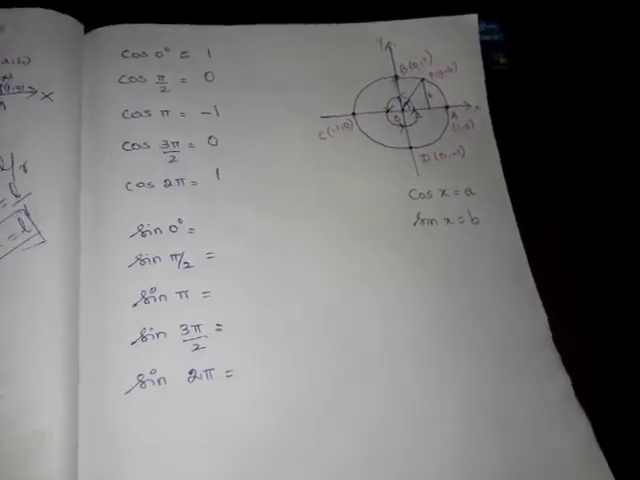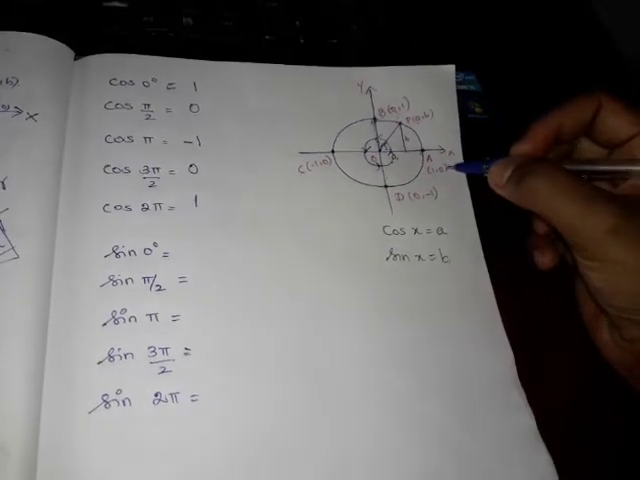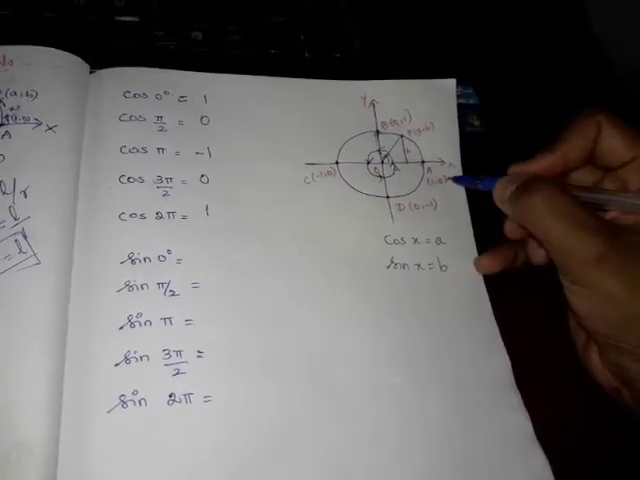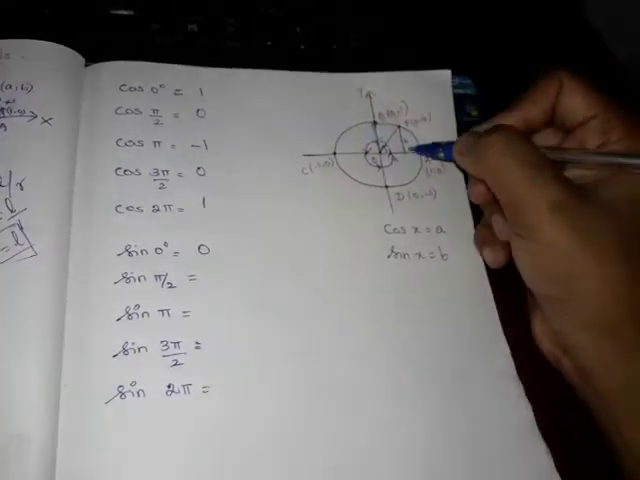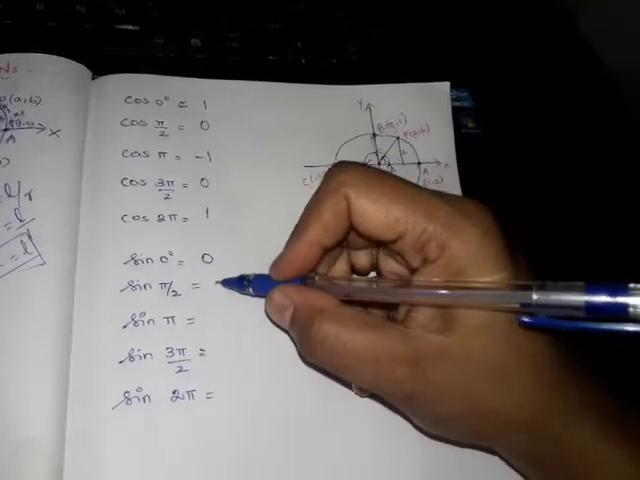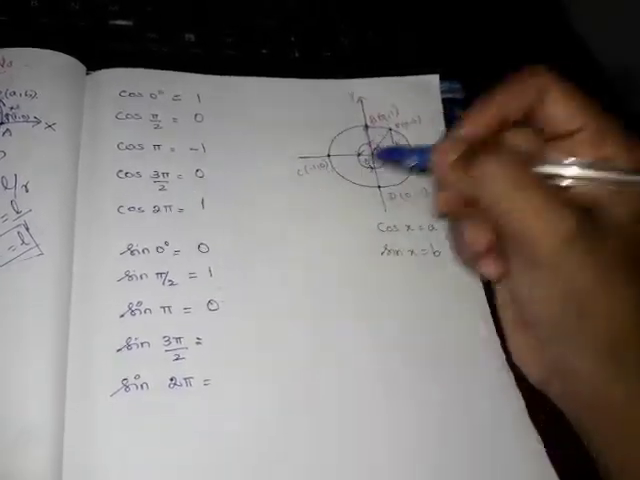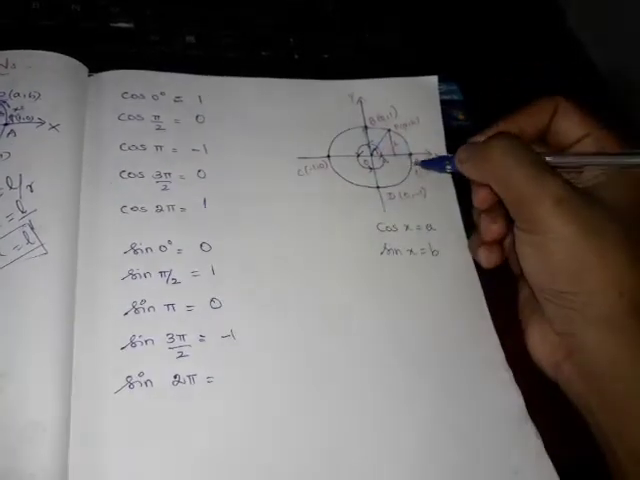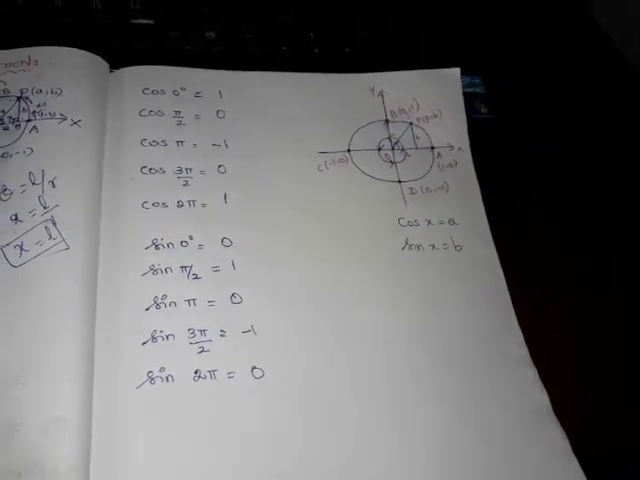Similarly, now we will find out the sine values. Sine values are nothing but the y coordinates of a, b, c, d respectively. Right? So what are all the y coordinates? Sine 0 is 0. When it reaches here, 1. Pi by 2 is 1. Then when it reaches here, 0 again. Then when it reaches here, minus 1. And when it reaches 2 pi, again it is going to be 0.